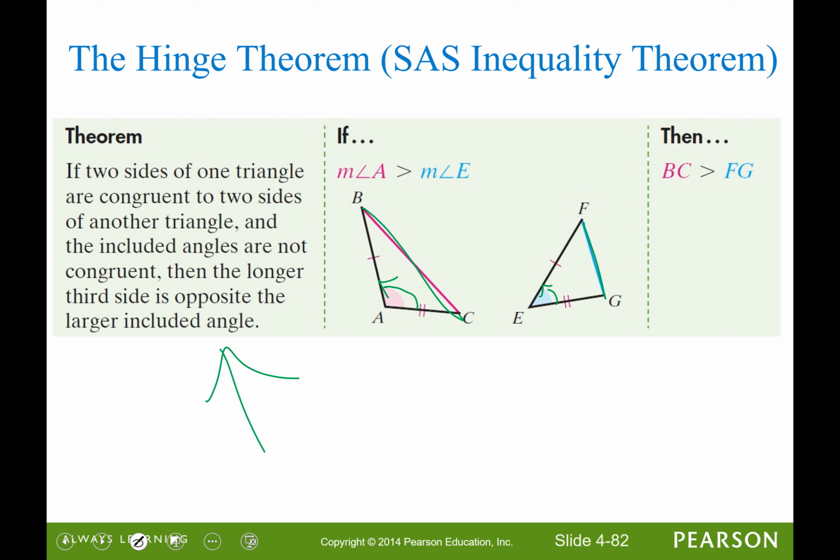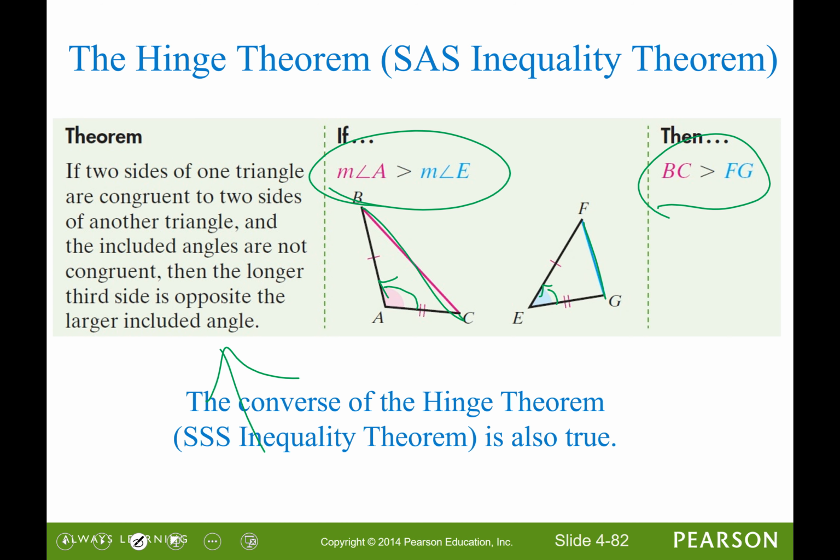And so you can see here, if your measure of angle A is greater than your measure of angle E in this figure, then your segment BC will be greater than the measure of your segment FG. The converse of the Hinge theorem is also true. So look out for that. We could make this the if. So if that red side is larger than the measure of the blue side, then it's fine to conclude that the measure of angle A is greater than the measure of angle E.